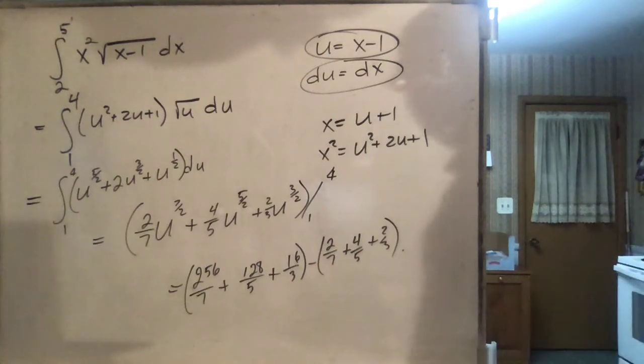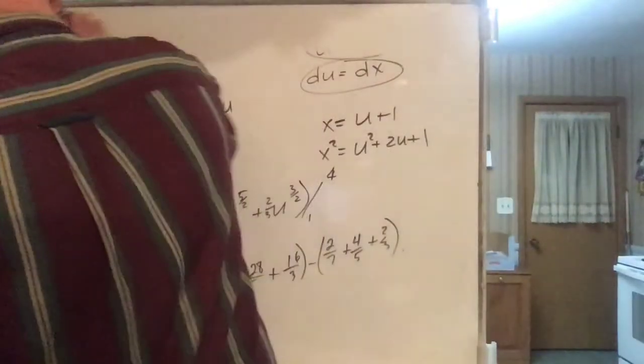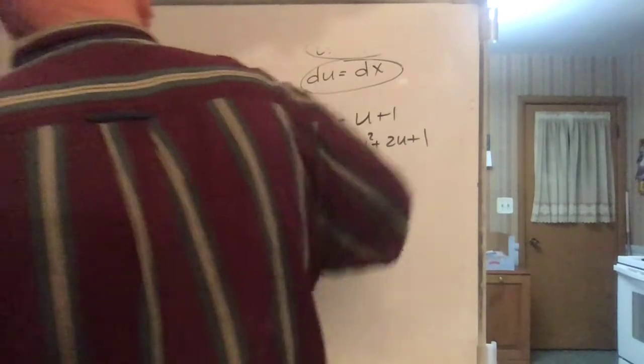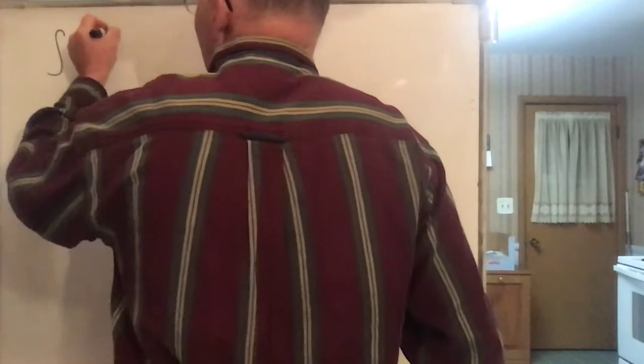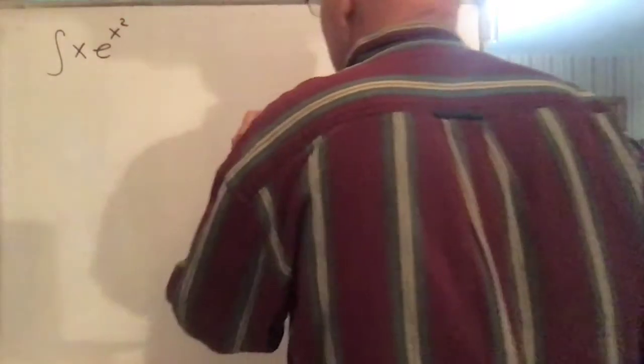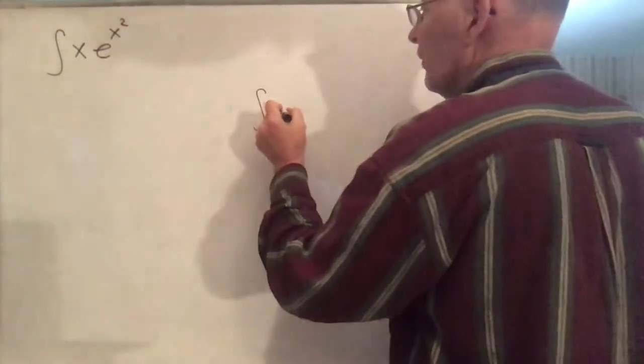So there's that one. Okay, so that's almost the end. I just want to show you one more, which is going to lead into the next lesson. Let's do these right here. How about x e to the x squared? Oh, you know what? I forgot to do these. Let me just remind you of this.